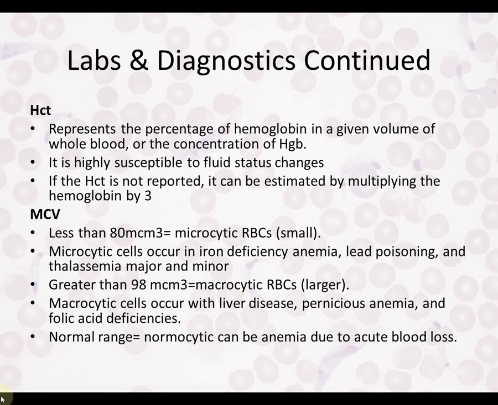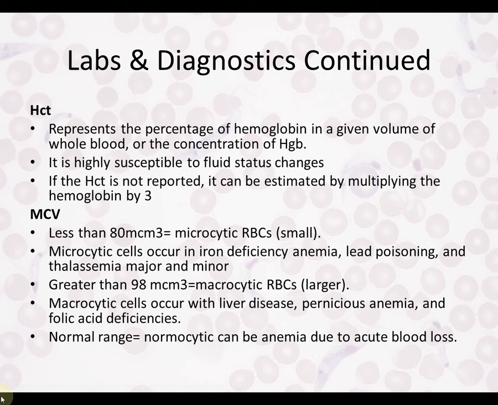Now let's talk about some of the more differential parts of the complete blood count, such as the mean corpuscular volume, or the MCV. If the MCV is less than 80 micrometers to the third power, the erythrocytes are microcytic. In other words, they're smaller than normal.